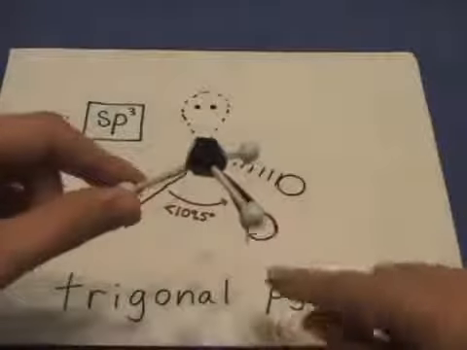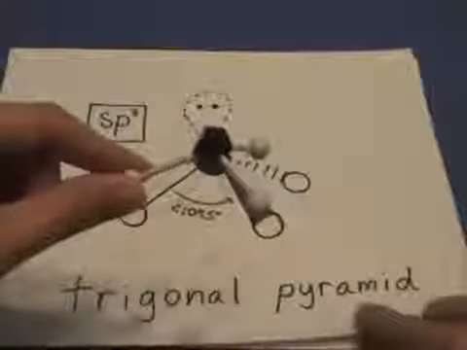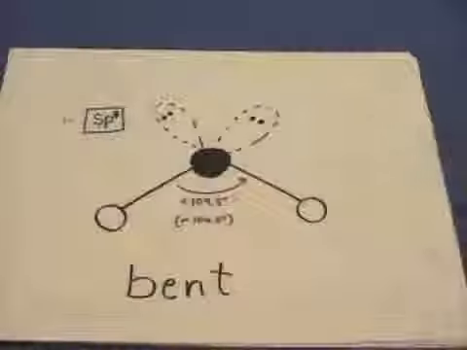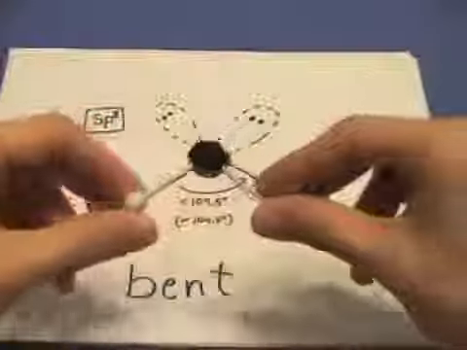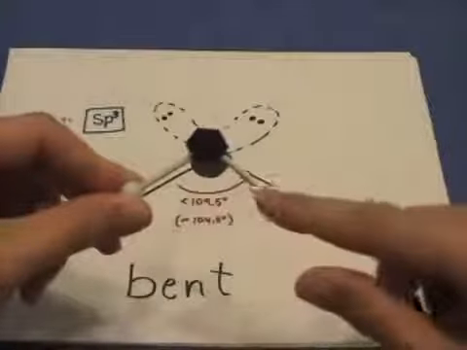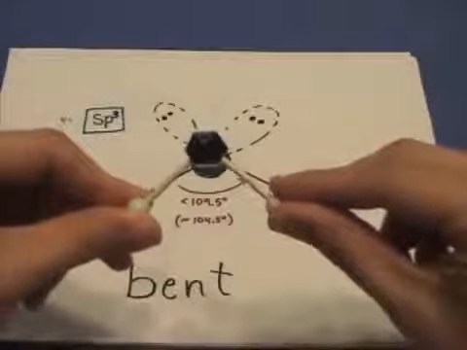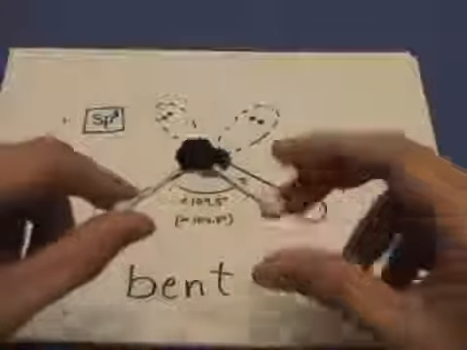An example of this shape would be ammonia, NH3, trigonal pyramid. If one of these sigma bonds is instead a lone pair of electrons, then the molecular shape is bent. There are less than 109.5-degree bond angles, and this central atom is still sp3 hybridized.